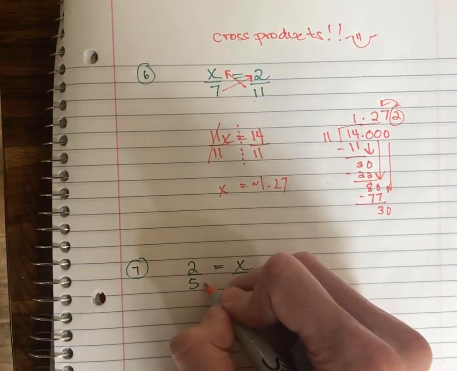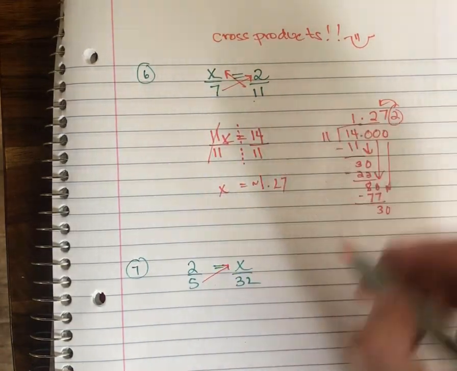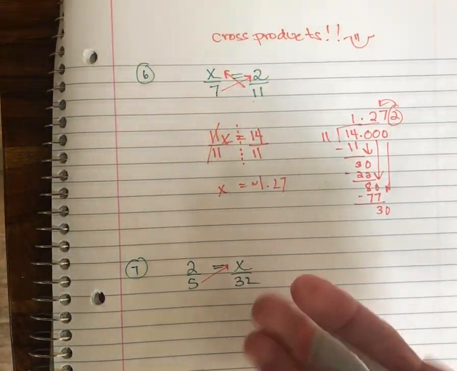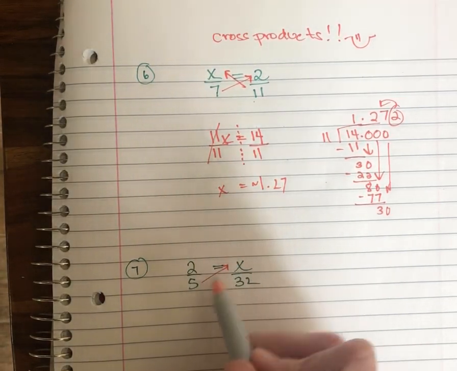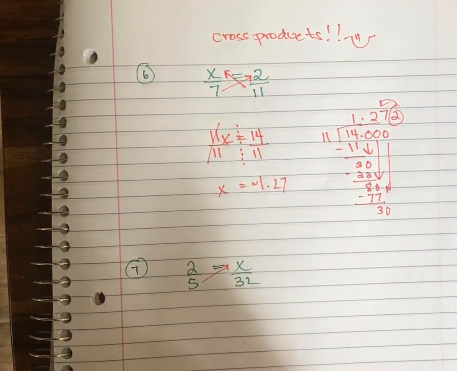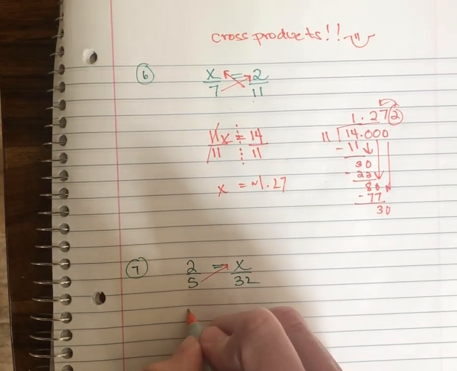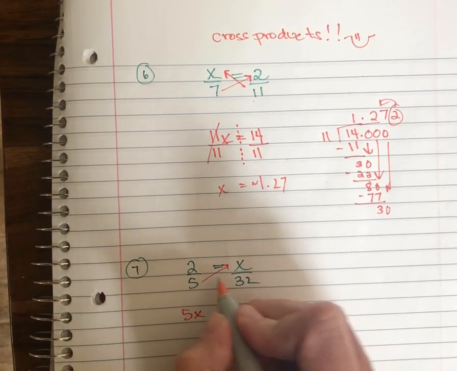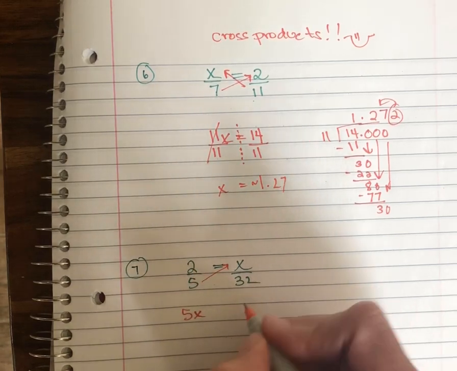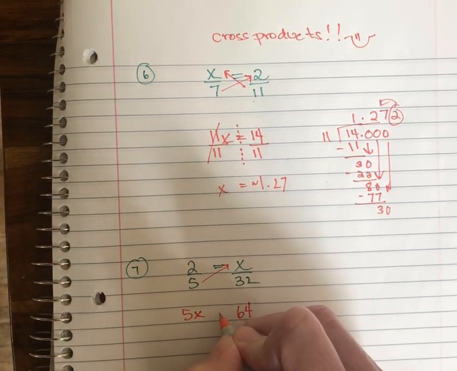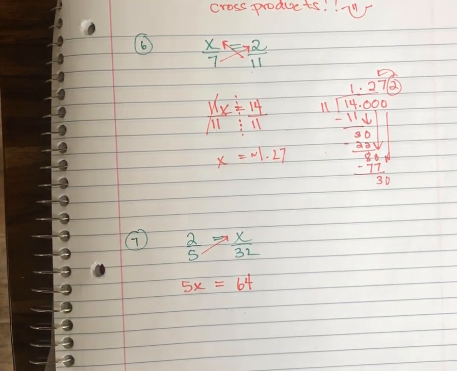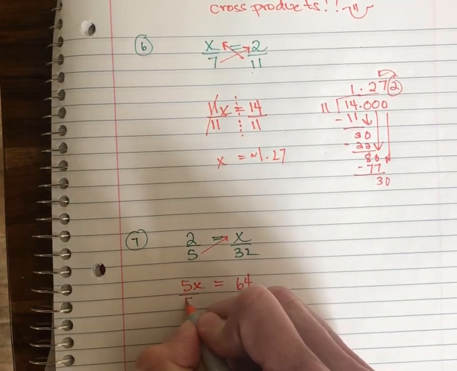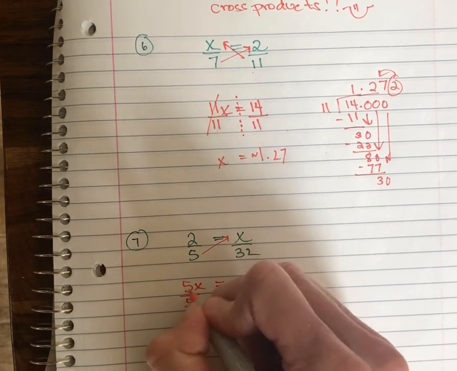So again, cross products have to be equal if the ratios are equal. And I'm gonna, instead of writing it up here like we've done before with equivalent fractions, I'm gonna write it underneath so I have room to work out the equation. 5 times x is 5x. The other cross product, 2 times 32 is 64. Cross products have to be equal if those ratios are equal. In order to solve, divide by 5, divide by 5.